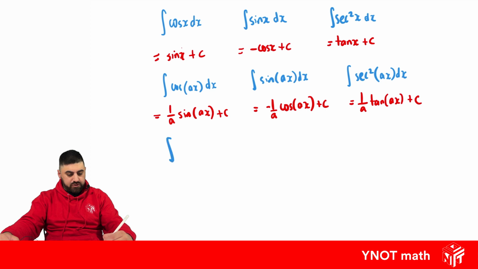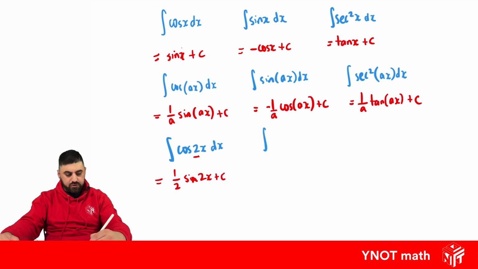So let's have a look at the integral of cos of 2x dx. So applying what we just learnt, this would give us 1 on 2, where our a is 2, sine of 2x plus a constant.